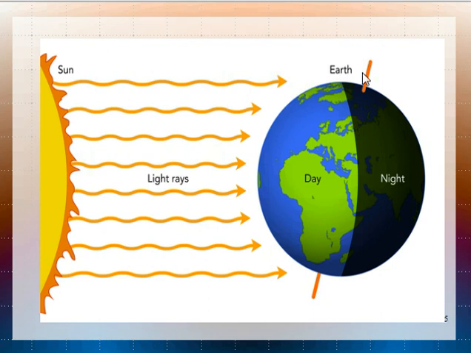The earth spins itself on an axis. An axis is an imaginary line that goes through the center of the earth from the north pole to the south pole. The earth spins itself around its axis. This is called rotation.